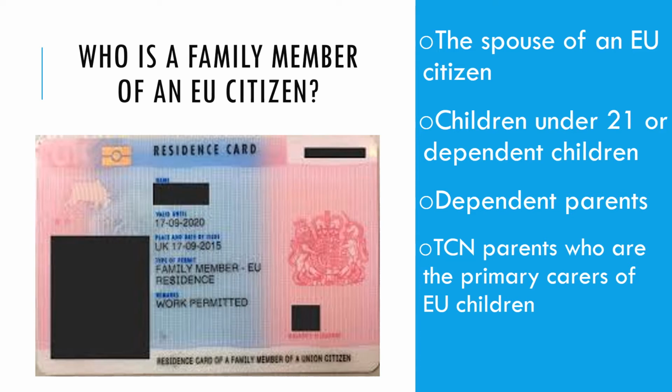In addition to these three categories of family members recognised by the directive, the Court of Justice of the EU also recognises as family members third country nationals who are the primary carers of EU children. This means that third country nationals enjoy residence rights in the host member state if their children who have EU citizenship are dependent on them.